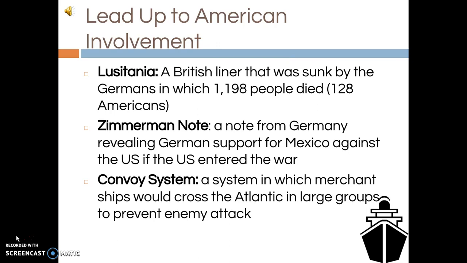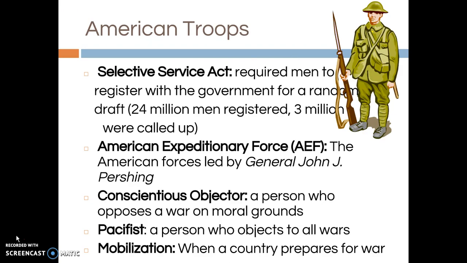A term you need to have in the back of your head, and we're not going to talk about it too much today, is the convoy system, which was how the British were moving things back and forth. To deal with the U-boats, they would get large groups of boats together to protect the merchant ships carrying the things, the same way that we kind of talked about in World War II.